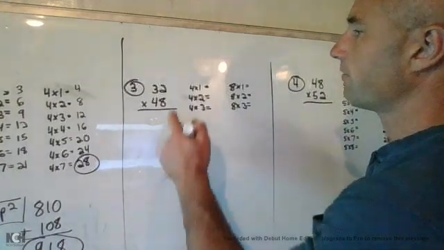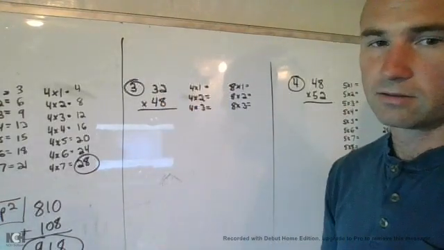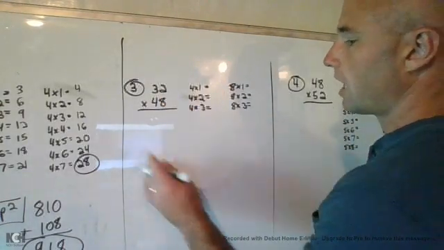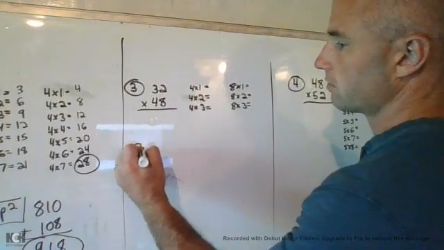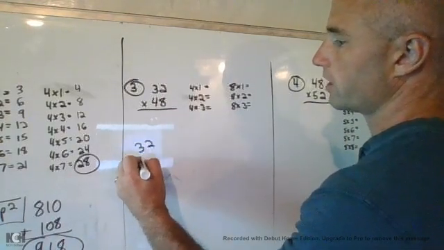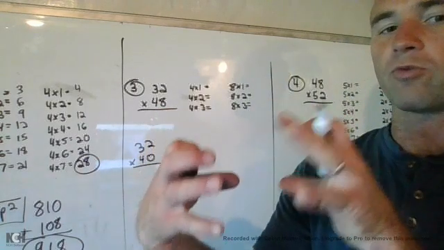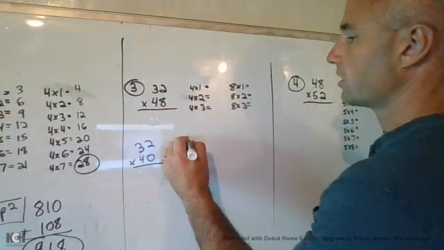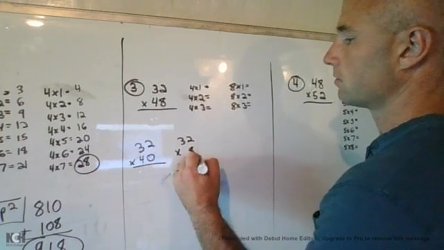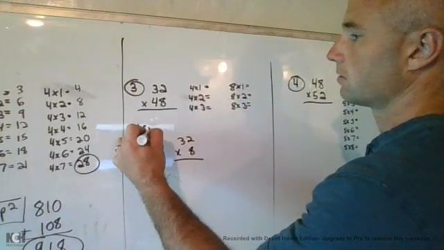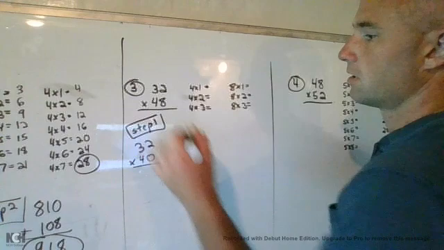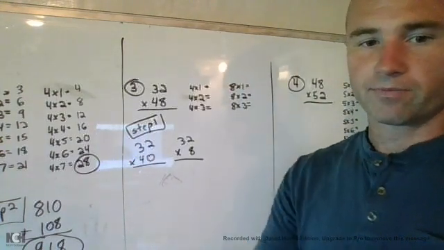So we have 32 times 48. I'm going to set this one up for you. 32 times 40, right? Breaking apart the 48 to be 40 and 8. So 32 times 8 would be the other one. And I'll let you take over from here. See you shortly.